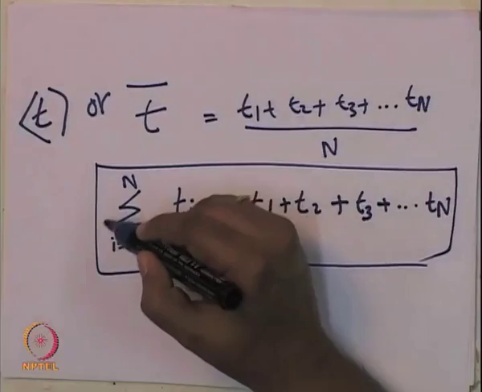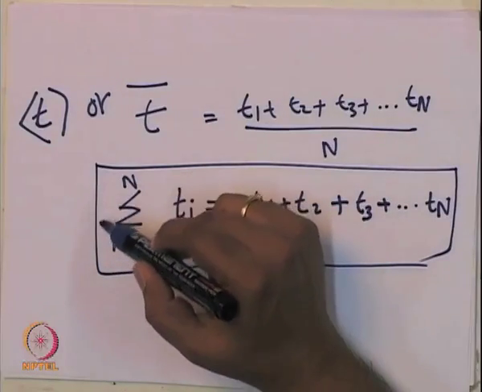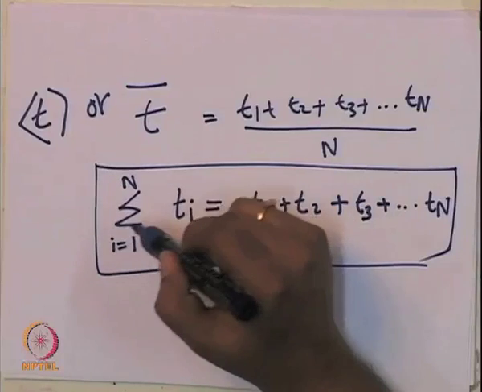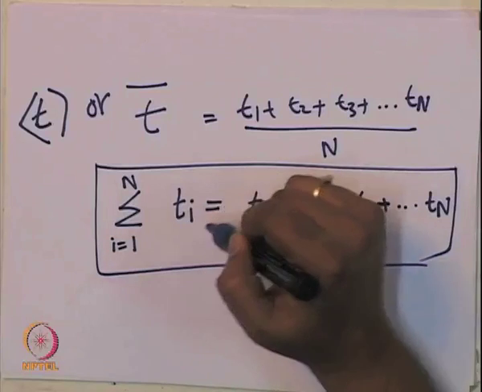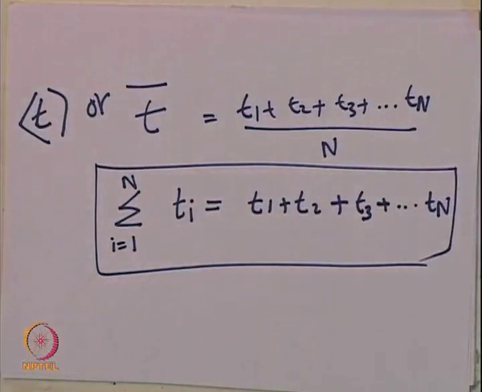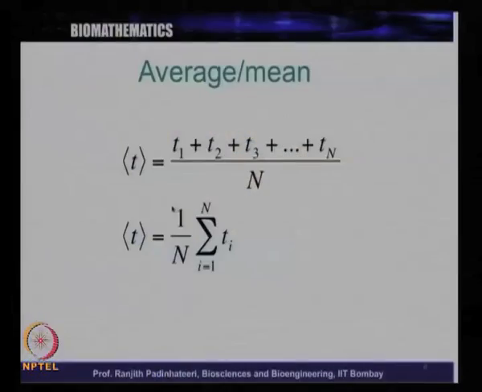So, mathematically this notation, sum over i, this sigma notation, capital sigma, is typically used to represent summation. So, the average T average is nothing but the sum over i of Ti times 1 over n. So, this is what it is.